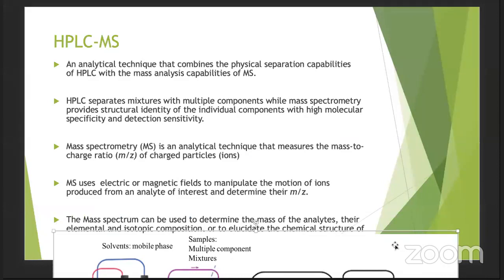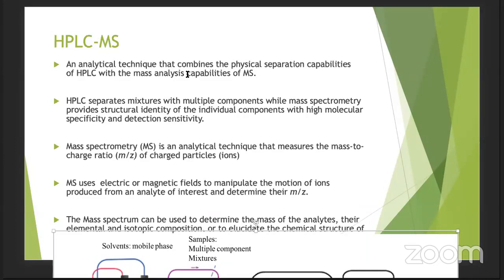So HPLC-MS, where we use a mass spectrometer as the detector for HPLC. It is an analytical technique that combines the separation capabilities of HPLC and the mass analysis capabilities of MS. HPLC separates the mixture with multiple components, while mass spec identifies the components that are present with high molecular specificity and detection sensitivity. Now, what does mass spec do?